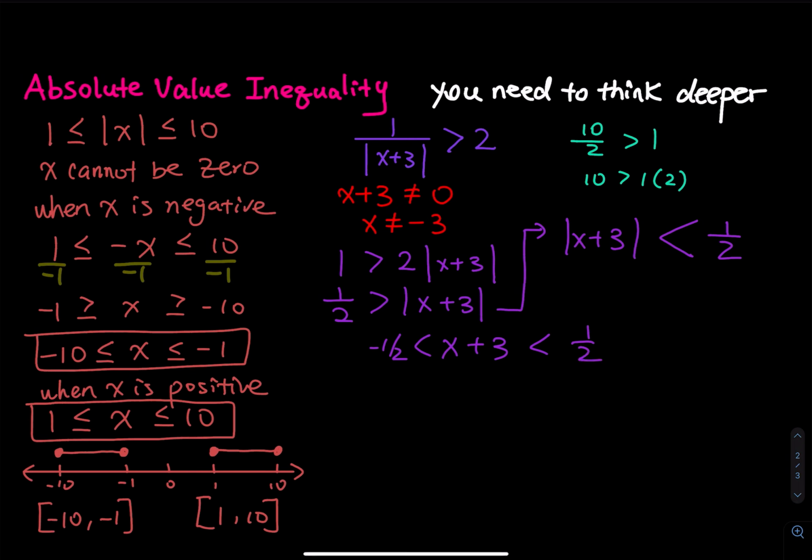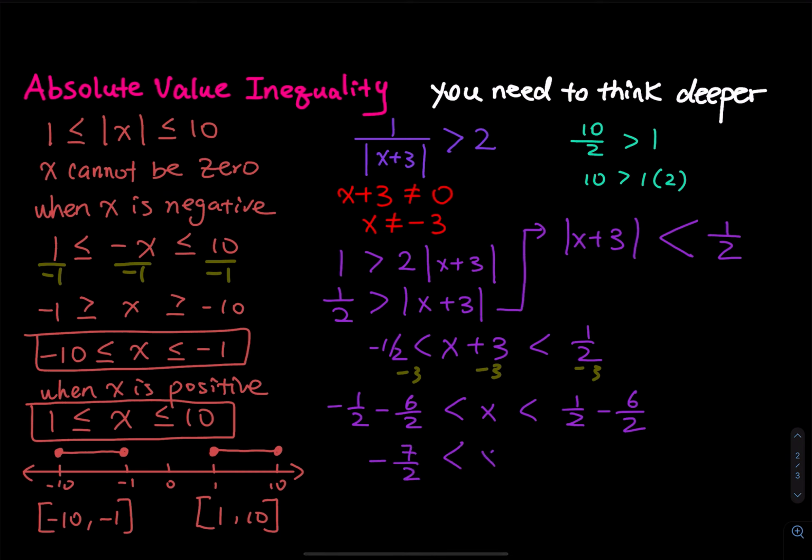And then you go ahead and add 3 on each side, minus 3, and then minus 3. And then you have negative 1/2 minus 3. 3 is the same thing as 6/2, right? Less than x, and then less than 1/2 minus 6/2. Not 3, 6/2. Okay, so this will be negative 7/2 less than x, and then this is less than negative 5/2. Okay, so I am going to box this.